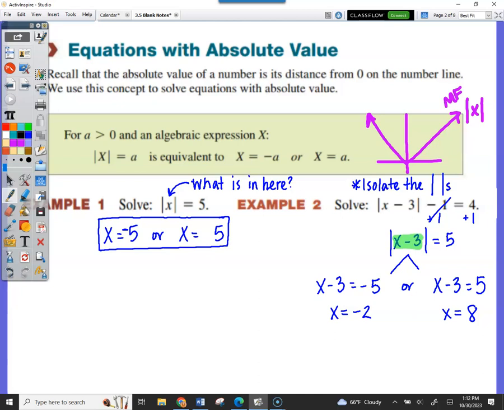Now, you really should not have any domain restrictions here because you can take the absolute value of any number. It can be positive, it can be negative, it can be 0. But if you wanted to plug it back in and check it, you could. Negative 2 minus 3 would be negative 5. Absolute value would be positive 5. Minus 1 is 4. 8 minus 3 is 5. Absolute value, that's 5. Minus 1 is still 4. So we have two answers.